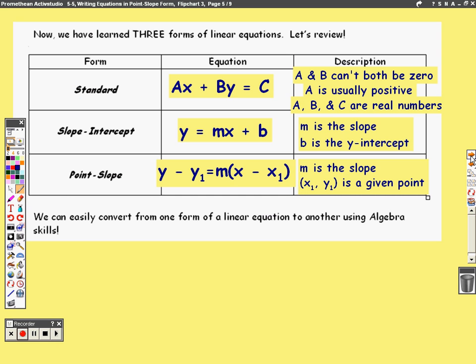Now, just to review the 3 types of linear equations that we've looked at. Standard form is ax plus by equals c. Slope-intercept is y equals mx plus b. And point-slope is y minus y1 equals m times x minus x1. Okay? And now that we have 3 different forms of linear equations, the next thing that we're going to do is to be converting from one form to another.